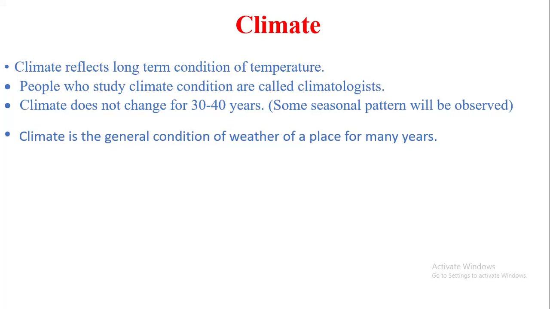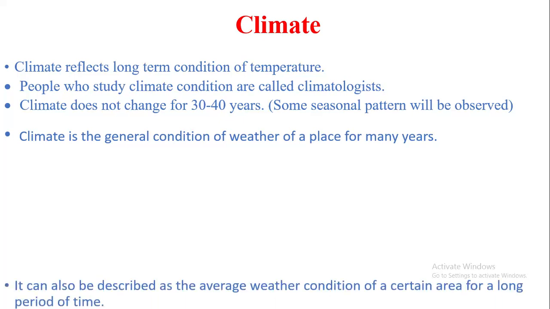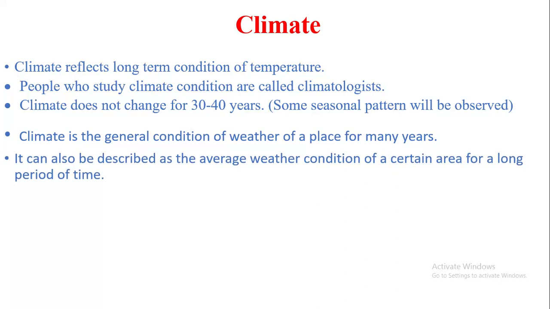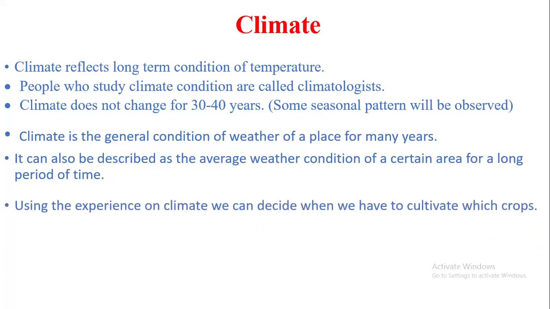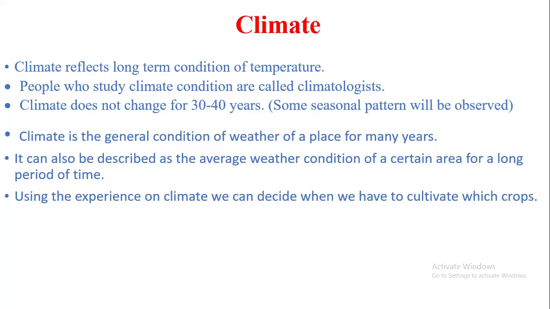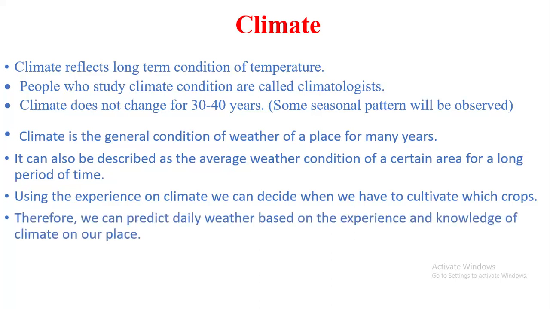Climate is the seasonal condition of weather of a place for many years. It can also be described as the average weather condition of a certain area for a long period of time. Using the experience on climate, we can decide when we have to cultivate which crops. Therefore, we can predict daily weather based on the experience and knowledge of climate on our place.